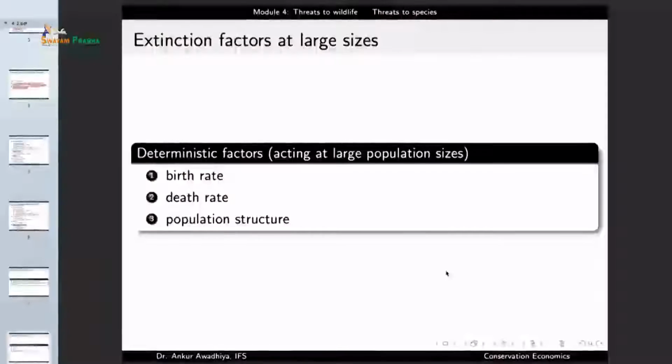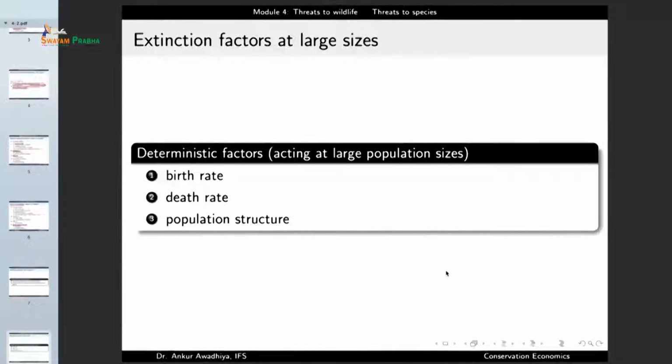Probably there is some pathogen that is affecting the breeding females, because of which a spontaneous abortion occurs. So that would reduce the birth rate in this population. Or probably there is an infection that is killing off the individuals, because of which the death rate has increased. Now, these sorts of factors, the changes in birth rate and the changes in death rate, are important even when your population is large in size. And so these are deterministic factors.